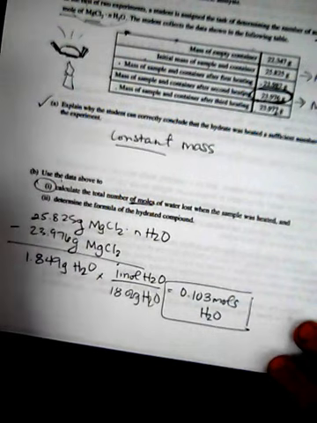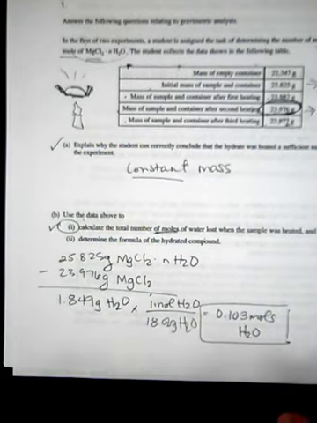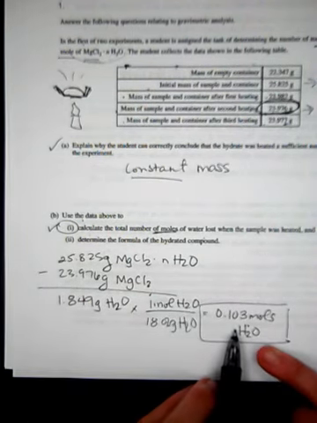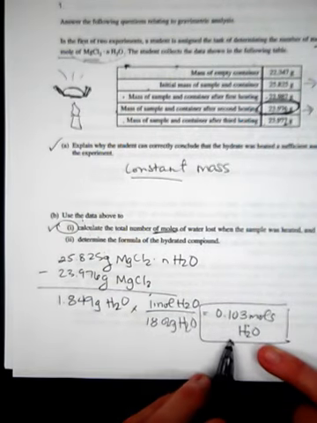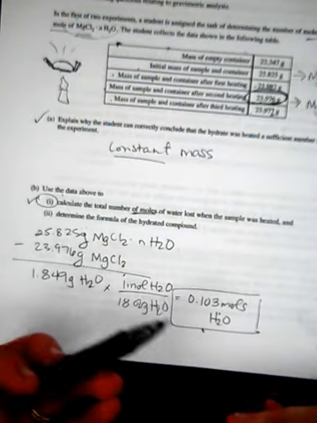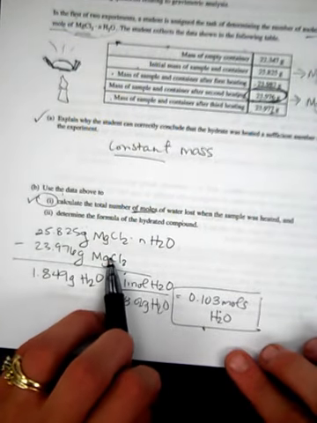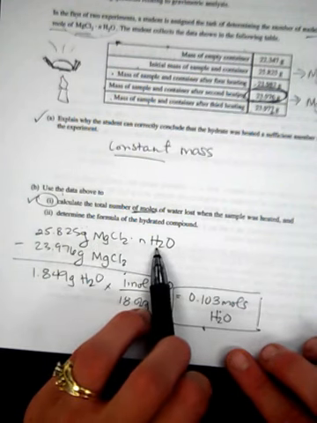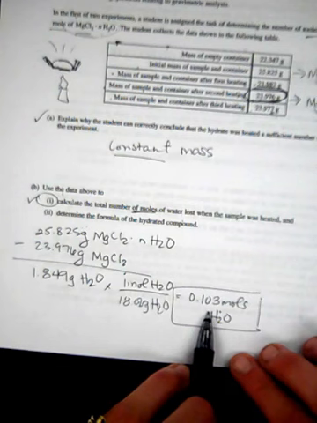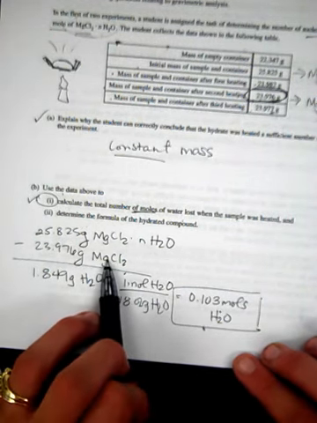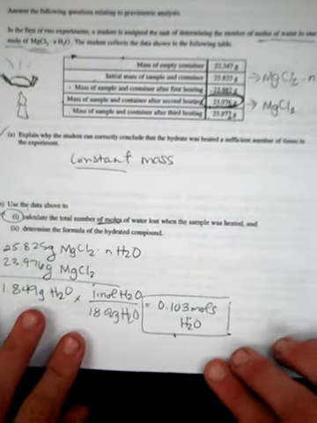All right, so we got A, we got B part 1. So now we just need to figure out the formula of the hydrated compound. So we know that during this experiment, 0.103 moles of water was completely released. But we need to compare that to how many moles of magnesium chloride we're starting with. For every 1 mole of magnesium chloride, we need to figure out how many moles of water was evaporated. We have 0.103 moles of water being evaporated. So how many moles of magnesium chloride are we starting with?